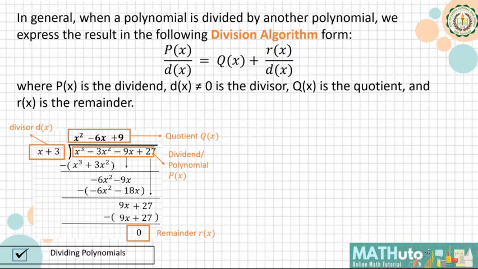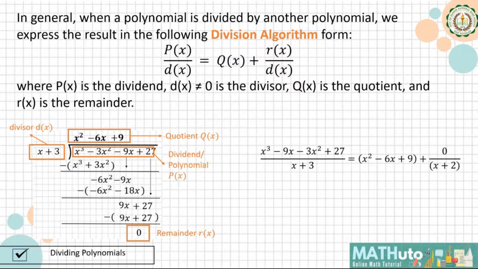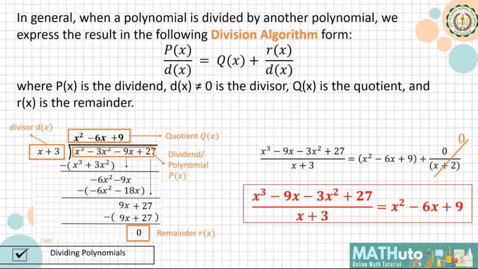Now, we will express our answer using the division algorithm. We'll come up with x cubed minus 9x minus 3x squared plus 27 all over x plus 3 is equal to the quotient, which is x squared minus 6x plus 9 plus the remainder of 0 divided by x plus 3. But any number, when 0 is divided to any number, the result is 0. That's why our final answer will be x cubed minus 9x minus 3x squared plus 27 divided by x plus 3 will be equal to x squared minus 6x plus 9. That will be our final answer.